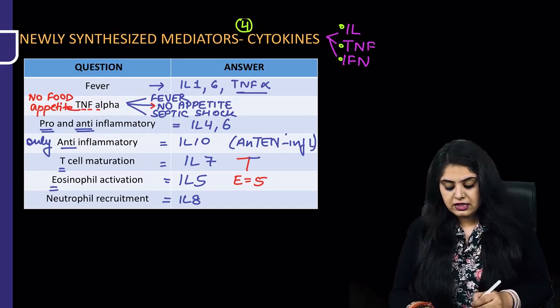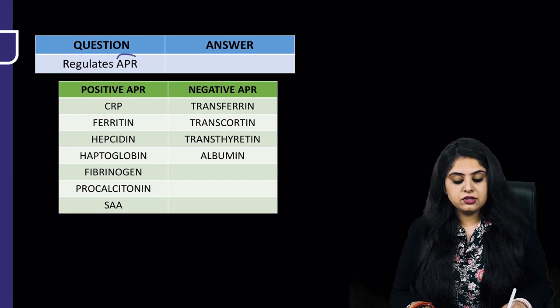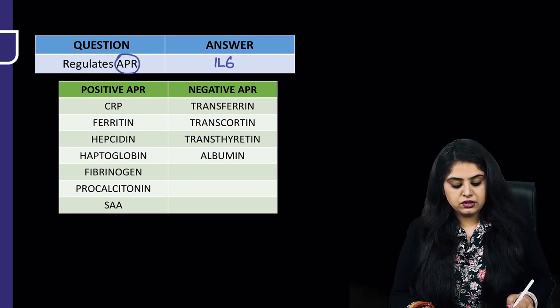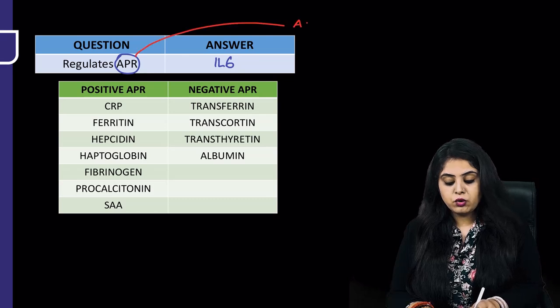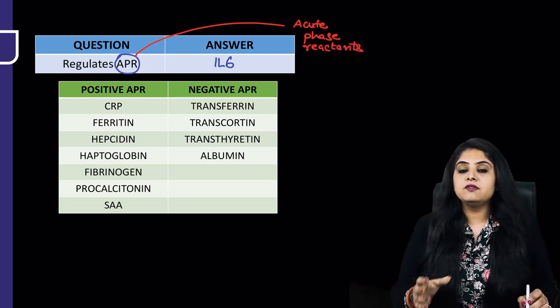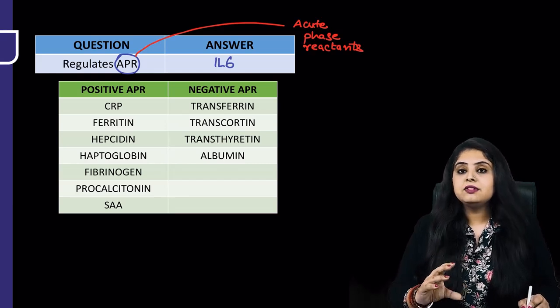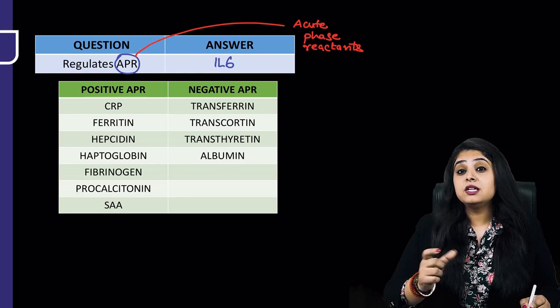There's one more interleukin that you have to know, which is the interleukin that regulates APR, and the answer is interleukin 6. But my question is, what is APR? APR stands for acute phase reactants, which basically means that you must have seen in COVID, we were getting some blood tests. Some levels were increasing in the blood and some levels were decreasing in the blood.